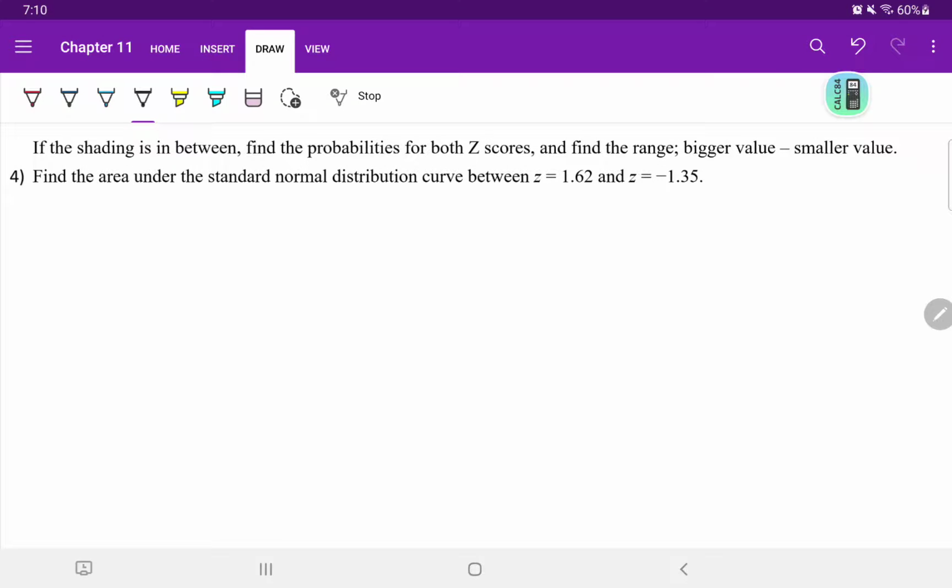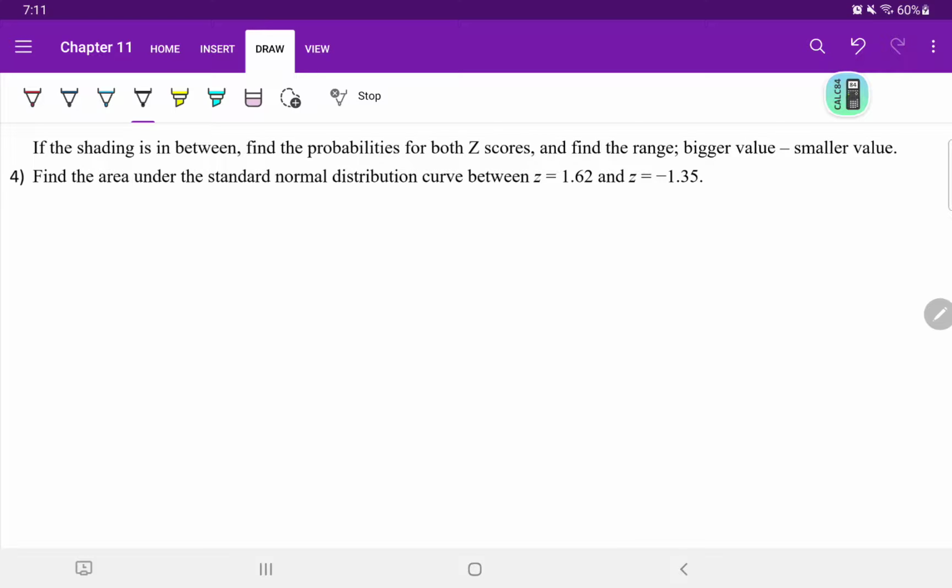Okay, guys, and this will be the end to chapter 11, section 6. And this is going to focus on shading the area in between. Now, in this class, we'll also focus on finding the area in between probabilities. If the shading is in between, find the probability for both z-scores and then find the range of those probabilities. The bigger value minus the smaller value.